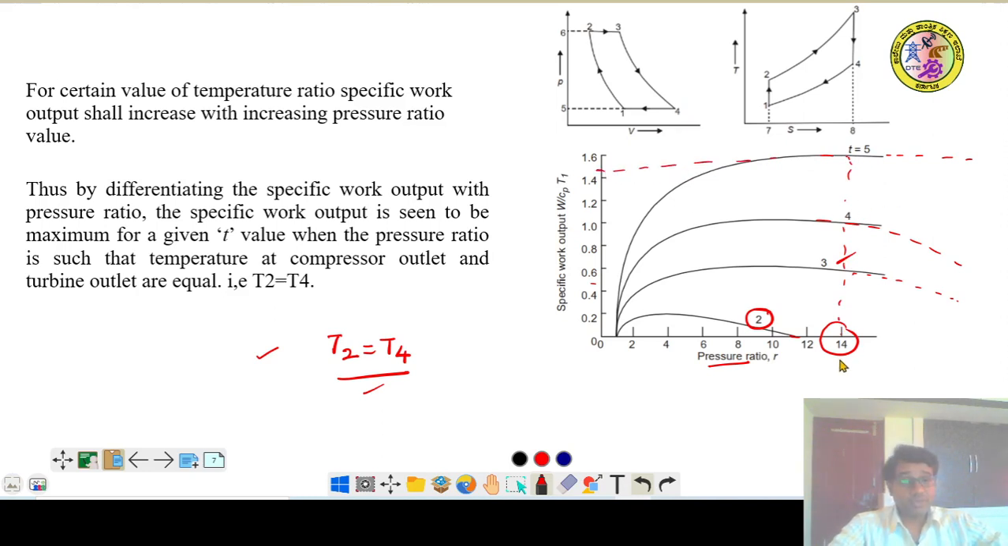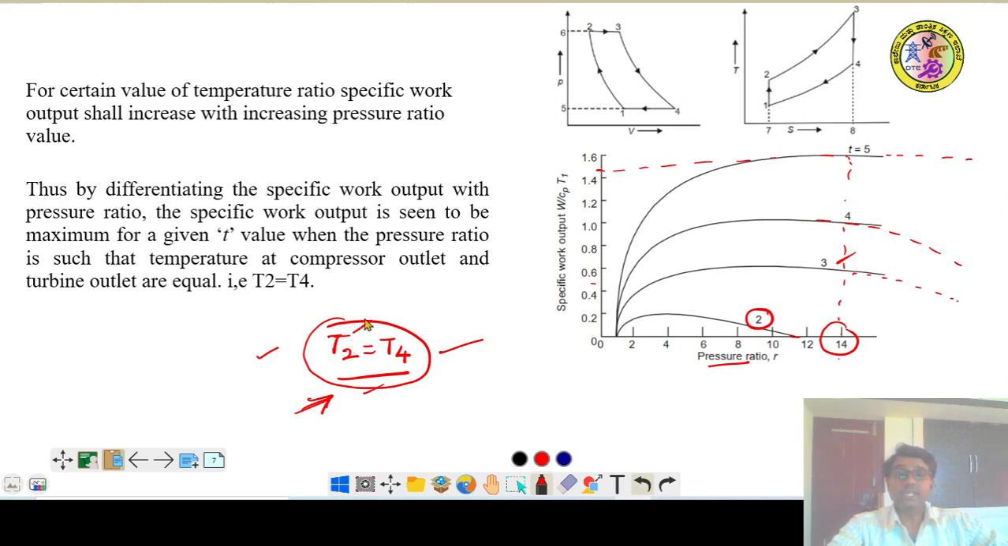So the pressure ratio is 14 and the temperature ratio is 5. At that point, we observe that T2 is equal to T4. That means this is also one of the indicating factors. If we achieve this, we get more work output.